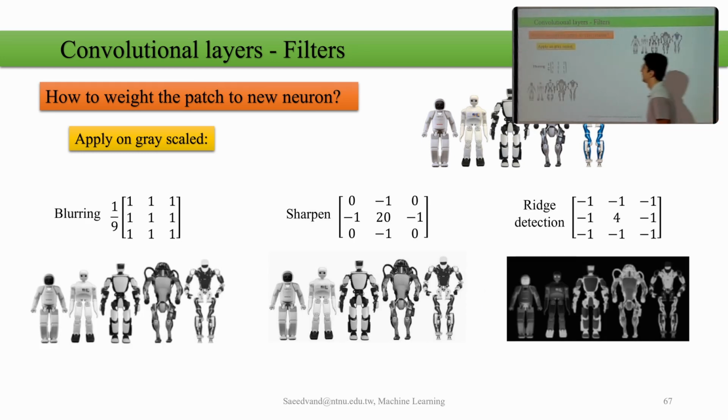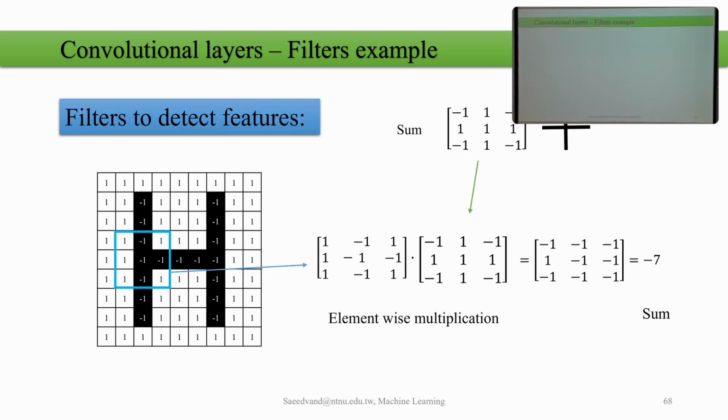Move with blurring, you can see this is much more blurred. Sharpen, much more sharp. If you even look at the differences, it's a little bit clear over here. Then ridge detection, that detects almost the edges. So now we have an understanding of feature extraction, from high level to low level feature extraction.